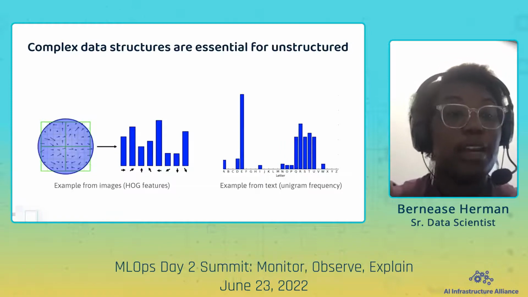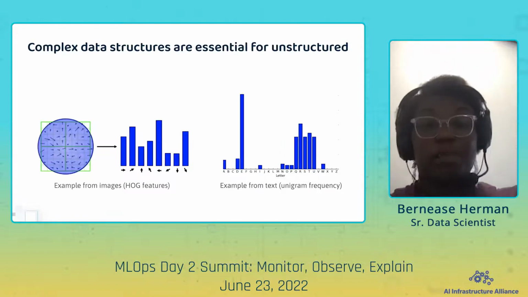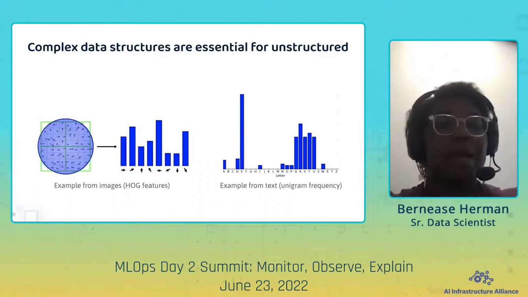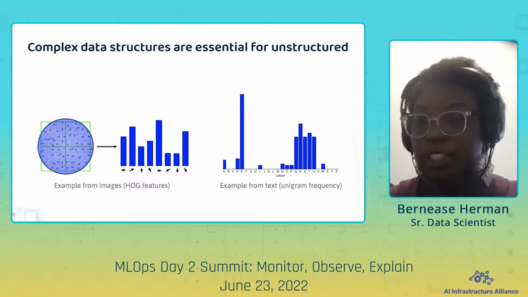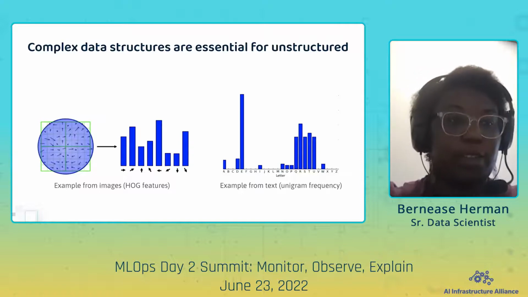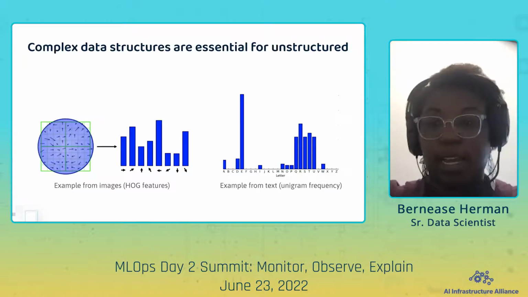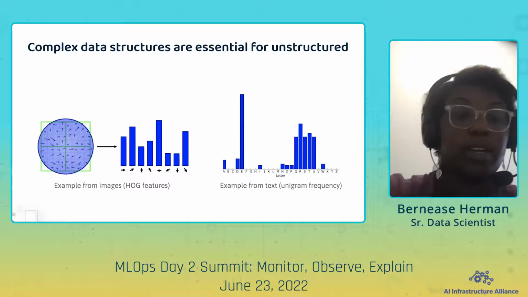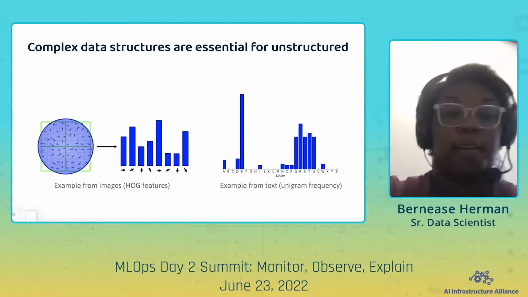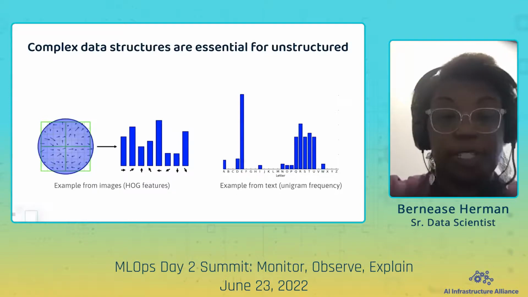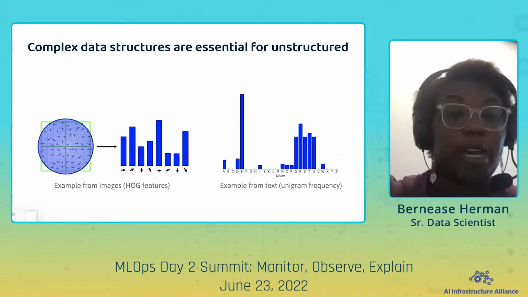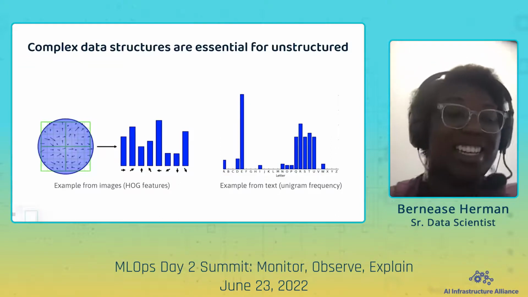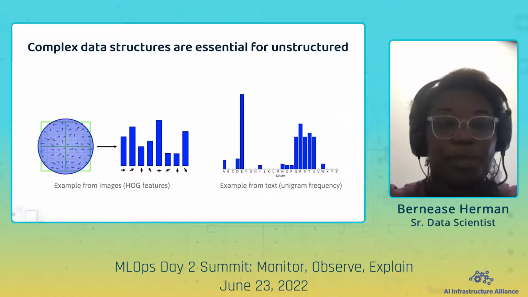So one thing I want to note, I mentioned histograms, and sometimes people say, oh, histograms, that's not that complex. But histograms really do back a lot of features that we think about for unstructured data, some more classic and some even modern. So the example I have here are HOG features. These are the histogram of gradients, and you use this in images. It was a kind of classic feature that you used in computer vision.